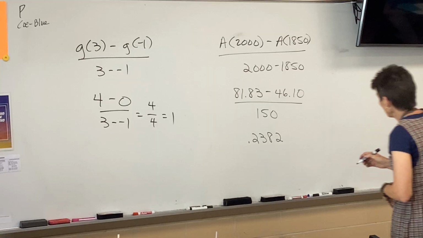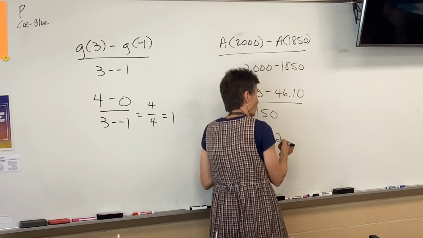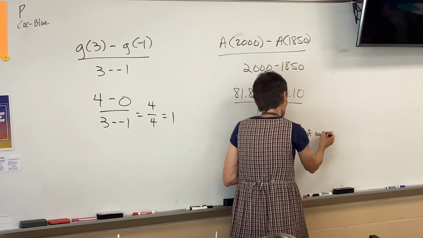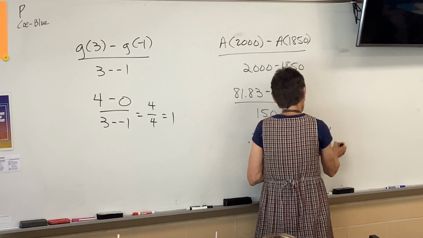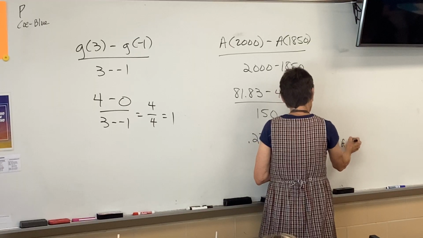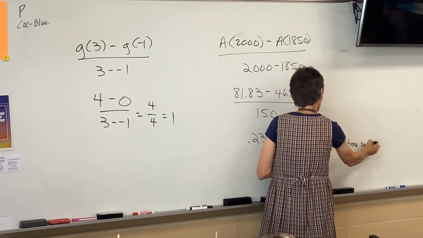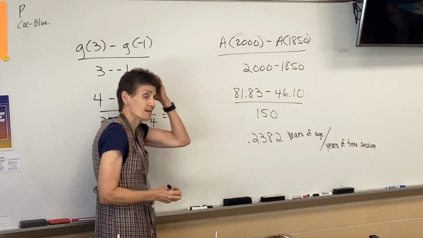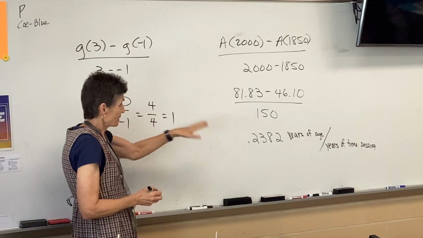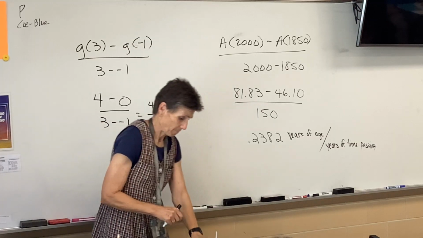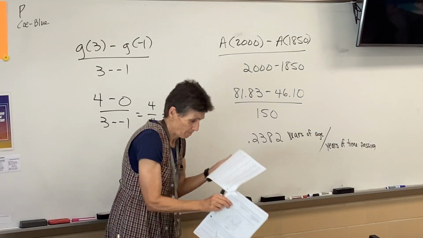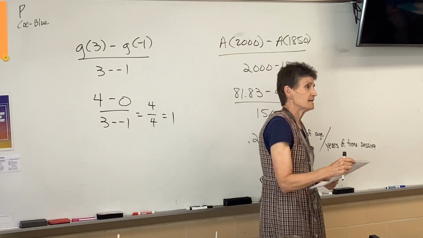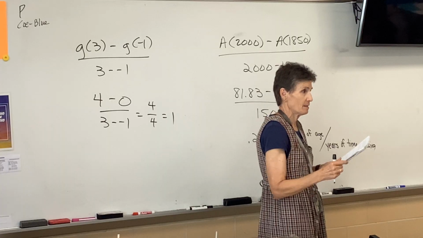Alright, so how am I going to do that? 0.2382 what? Years of age per years of time passing. I don't know, what do you think? Is that okay? I can't say years per year, that doesn't make any sense. Does that make sense? Can we find an instantaneous rate of change?